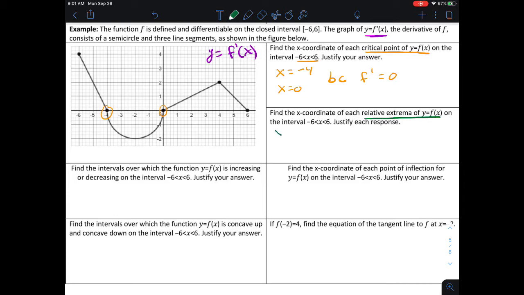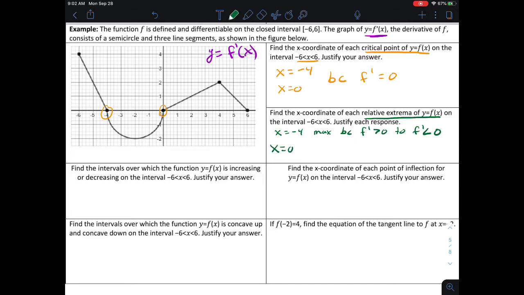And so we have a relative extrema at x is equal to -4. Now, the classification of that is going to be a maximum, because we go from being above the x-axis to being below the x-axis. So my first derivative changes from positive to negative.